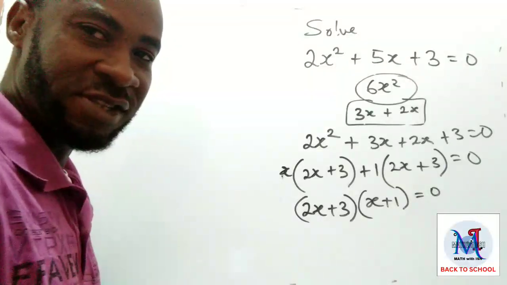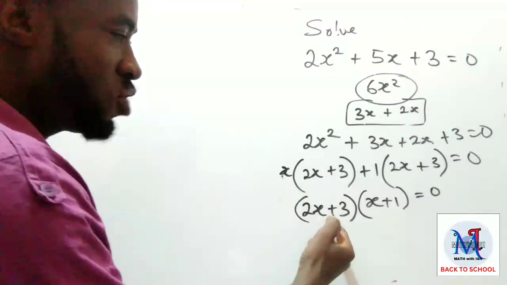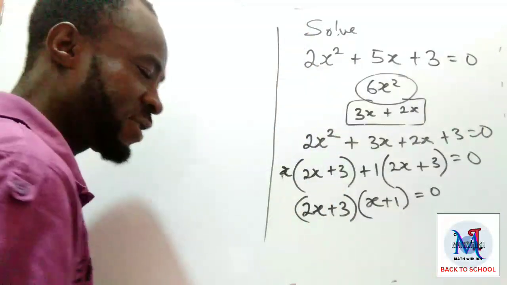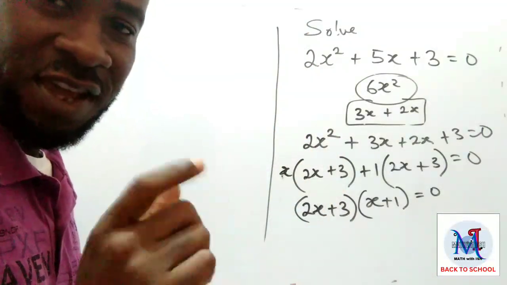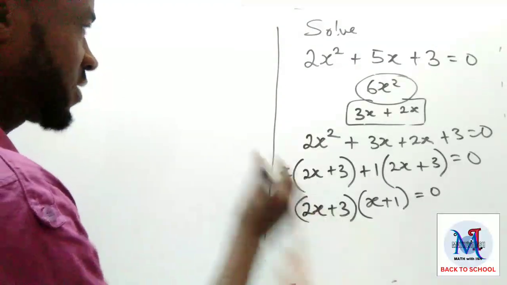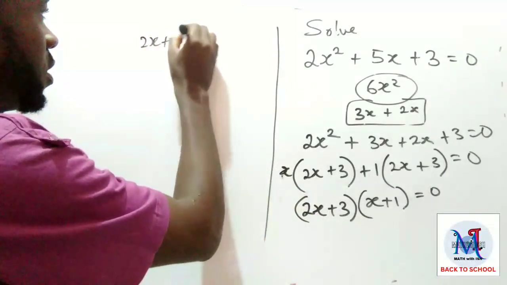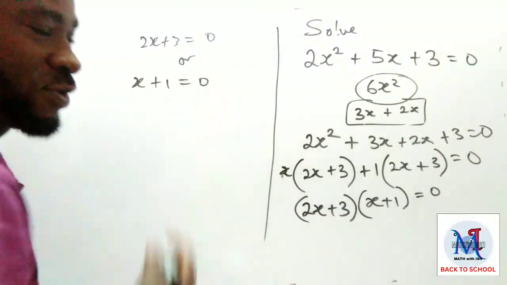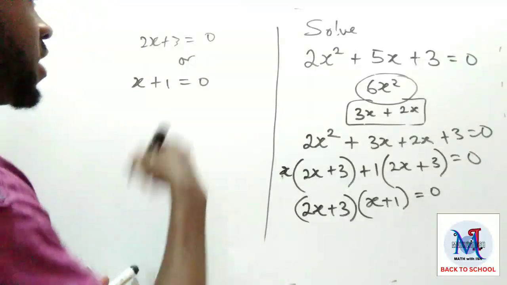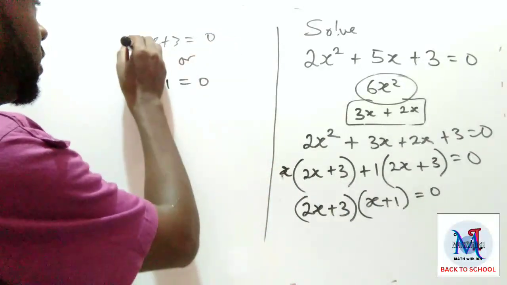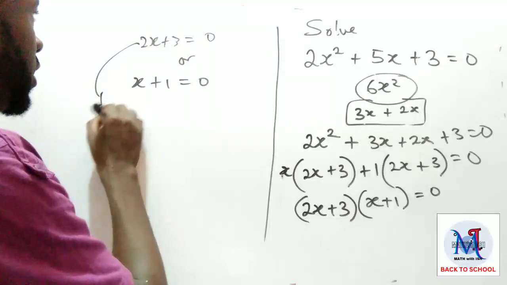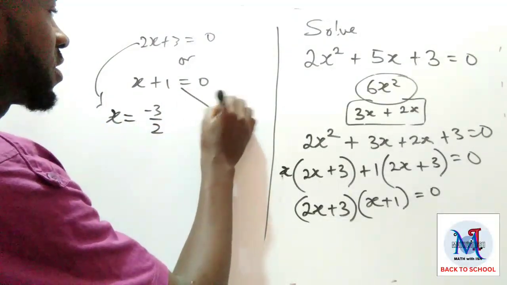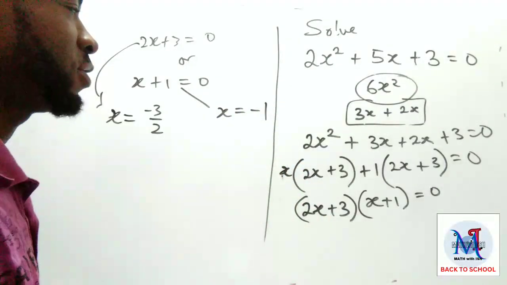By the time we get to this point, we have succeeded in factorizing this part of the equation. This is telling us that when you multiply this term and this term, it gives you 0. So if two numbers multiply to give 0, either one of them is equal to 0, or the other is equal to 0. From this we know that x will be equal to minus 3 over 2, and from this we know that x will be equal to minus 1.